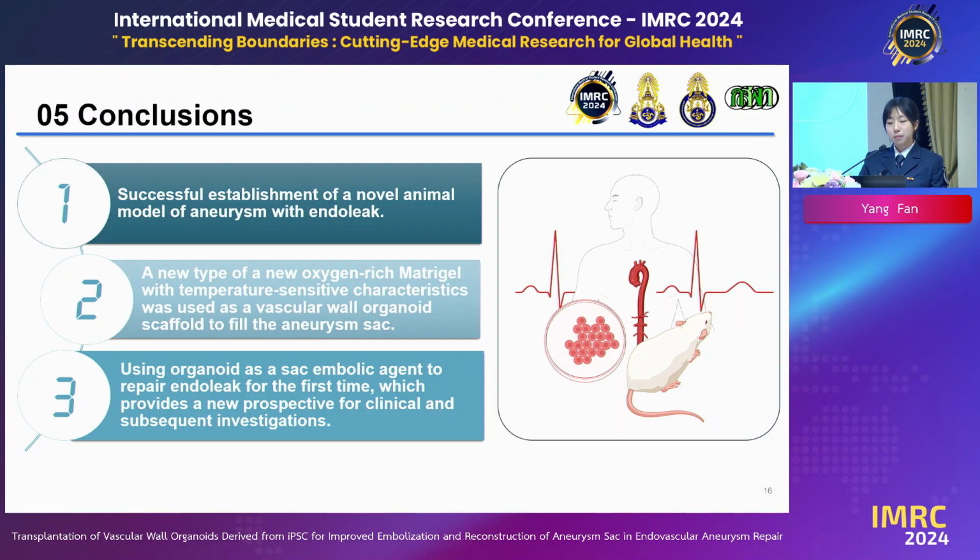So let's get a summary. We've successfully established a novel animal model of aneurysm within the leg, cultivated VWO by using a new type of matrigel for the first time, and bound it to the aneurysm sac, effectively treating the leak in the leg. This breakthrough offers a promising avenue for clinical applications and further research.